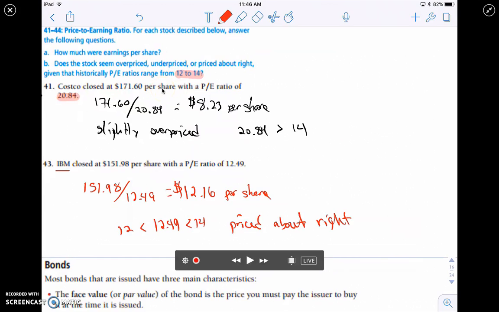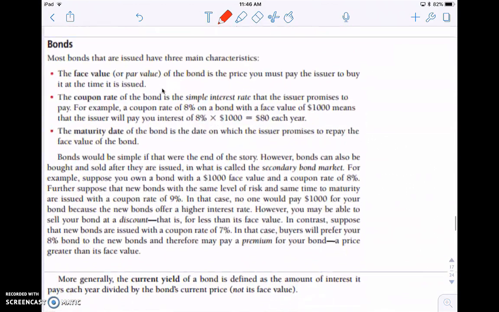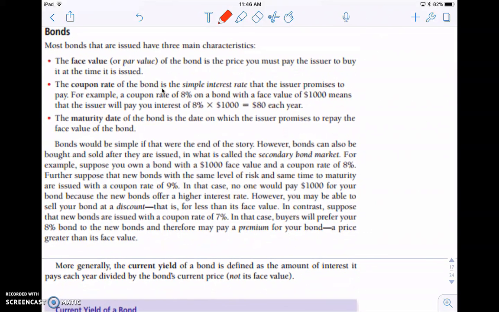Okay, so next we're going to talk a little bit about bonds. We're going to run out of time, but again, this is a 2-day lesson, so there's a lot to cover in this. Next we're going to look at bonds. So bonds, most of these have 3 main characteristics. One is the face value of the bond, and that's the price you must pay the issuer to buy it at the time at which it is issued. So that's what we call the face value.